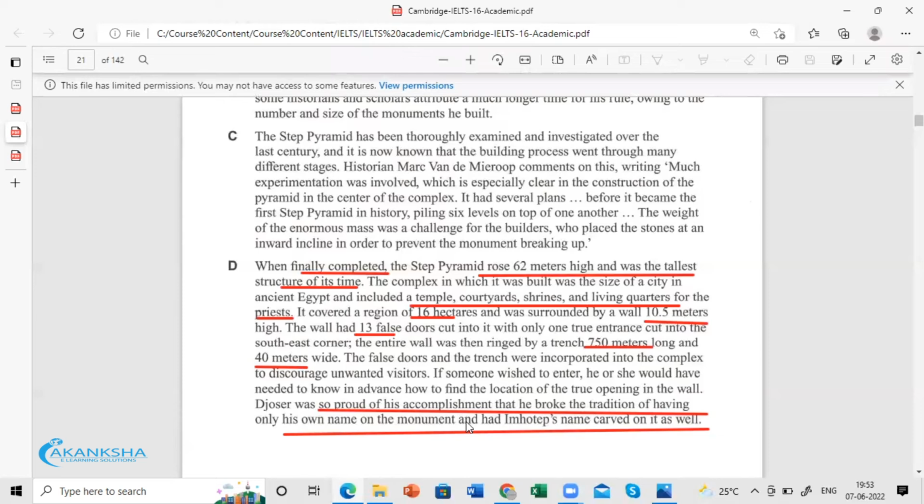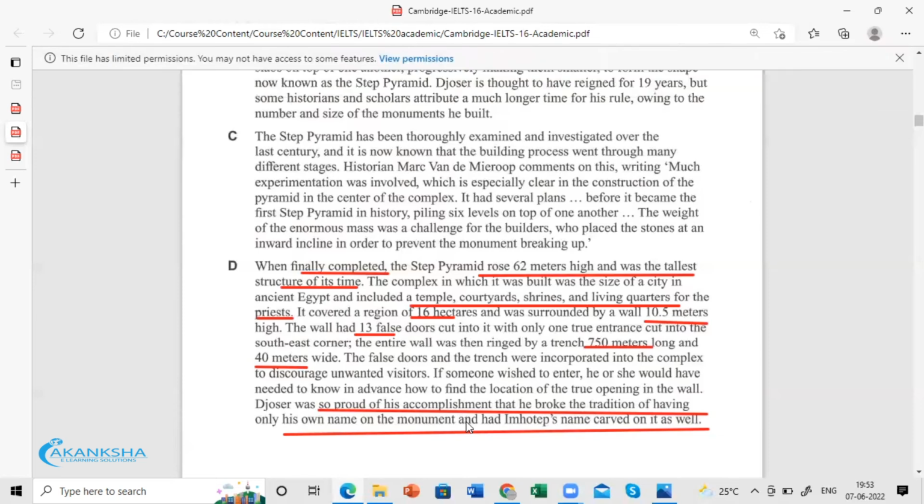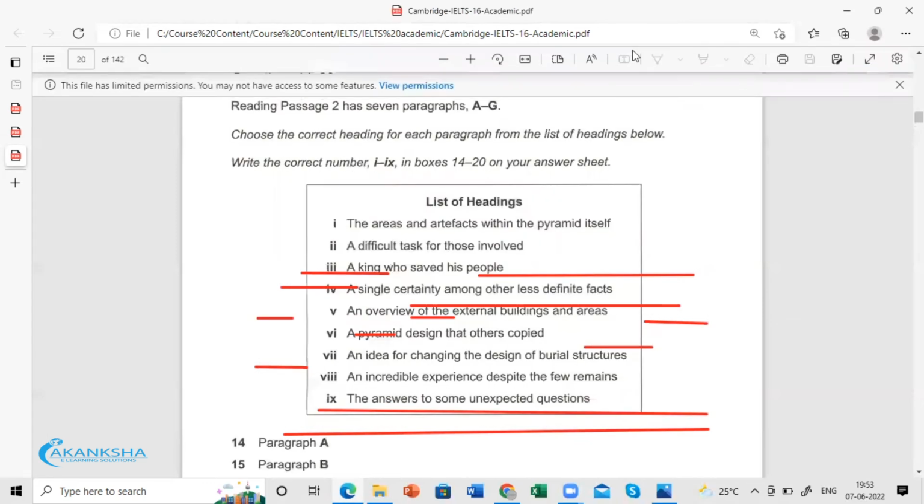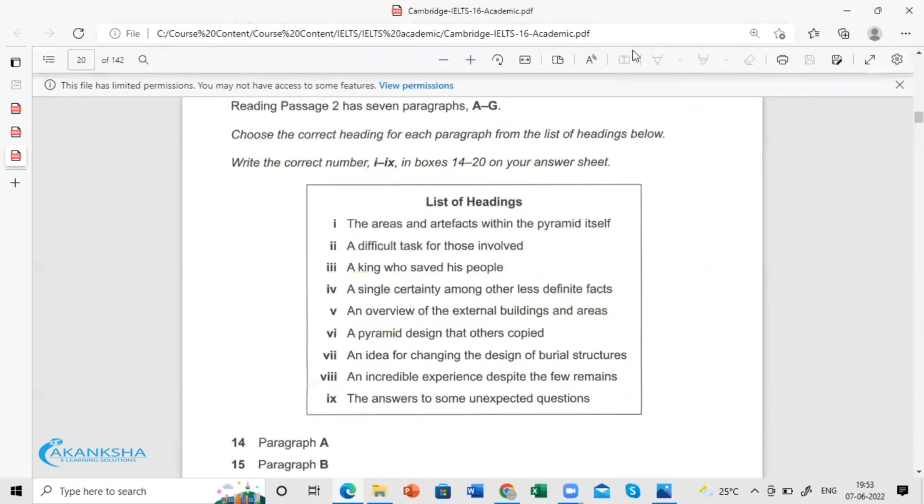And in the last line, if someone wished to enter, he or she would need to know in advance how to find the location of the true opening in the wall. Means outside and inside, they are discussing both the things.